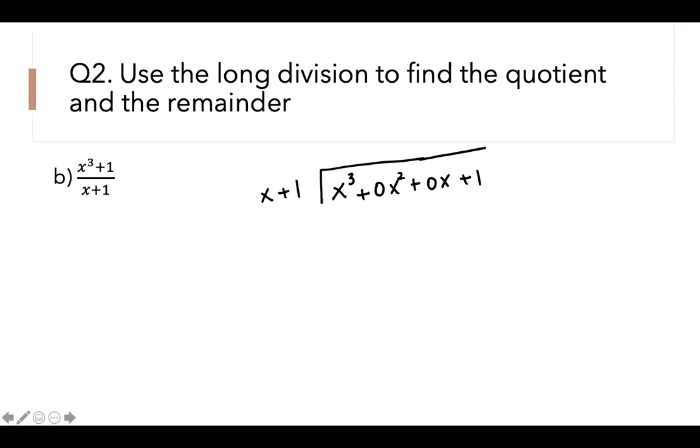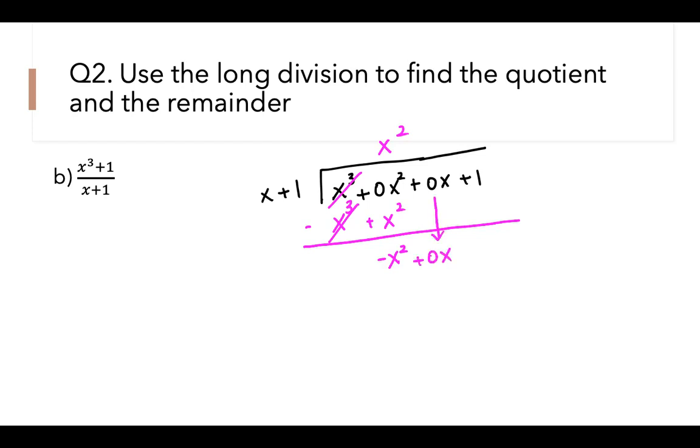So first, x cubic divided by x is going to be x squared. So x squared, I'm going to align it where it's located. And do a distributive property. x squared times x gives me x cubic. x squared times 1 gives me plus 1 x squared. Okay, we're going to subtract. So they cancel out. So it's going to be negative x squared. And then that's it. So what you're going to do is bring it down.